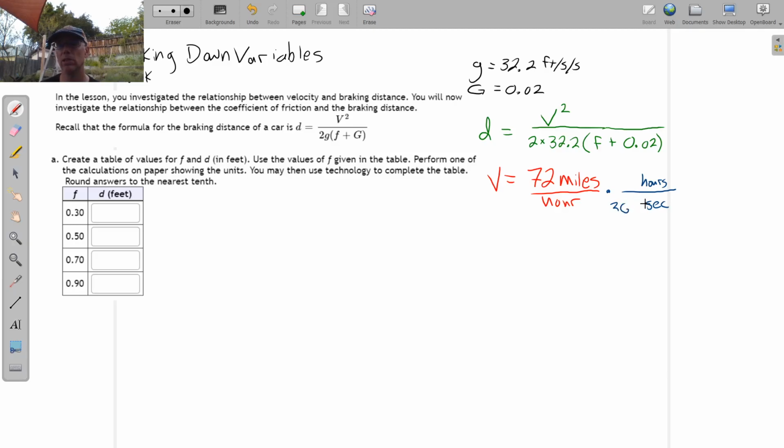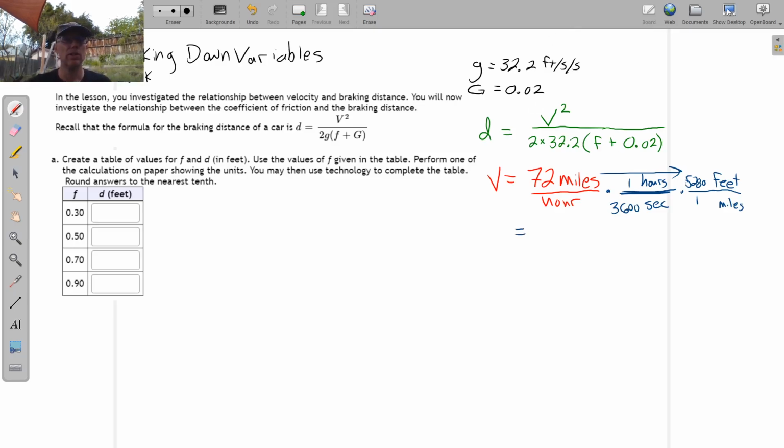The pen's lagging a little. Pushing the wrong buttons. There we go. Per one. And then hopefully you remember that miles is in the top. To get rid of it, we put it in the bottom. Put feet up here, and there's 5,280 feet in a mile. So this tells me that if I multiply by 5,280 and then I divide by 3,600, then that will give me a value here in feet per second instead of miles per hour.